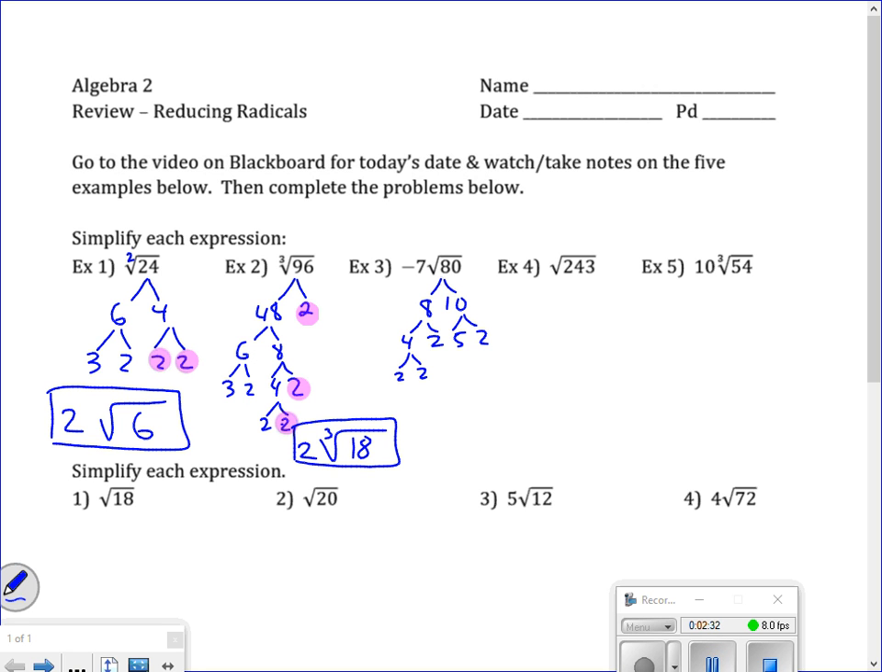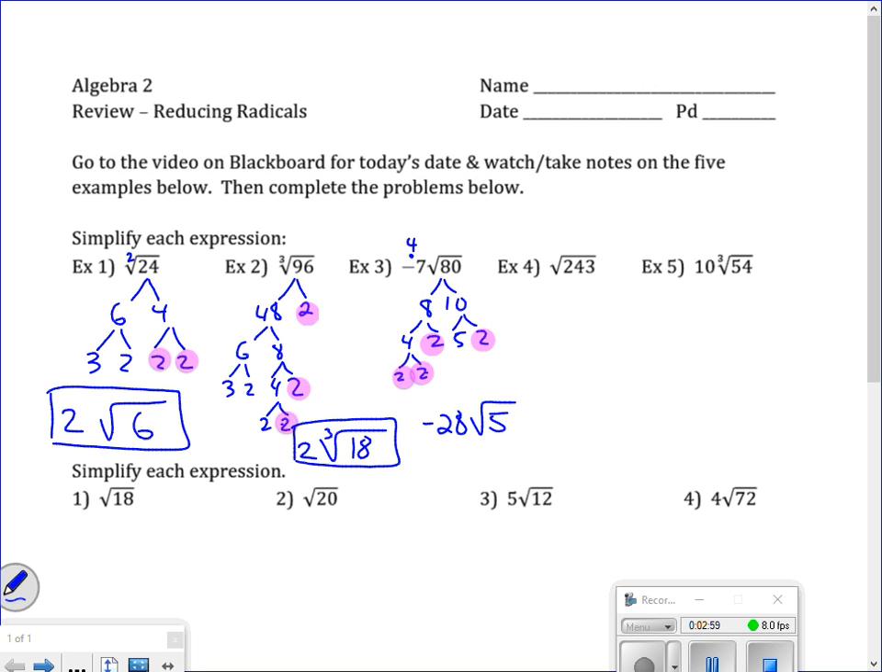So I'm looking for pairs again. I do have a pair of 2's here, and another pair of 2's there. So I have 2 pairs of 2's. 2 times 2 is 4. I'm bringing out a 4, and there's already a negative 7 out there. So that 4 that I'm bringing out is going to have to multiply with the negative 7, so that'd be negative 28. And you see I have this one lonely 5 that I never touched, so I have a square root of 5 left.